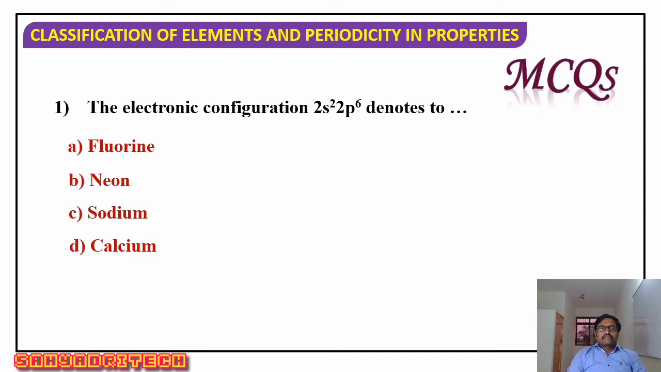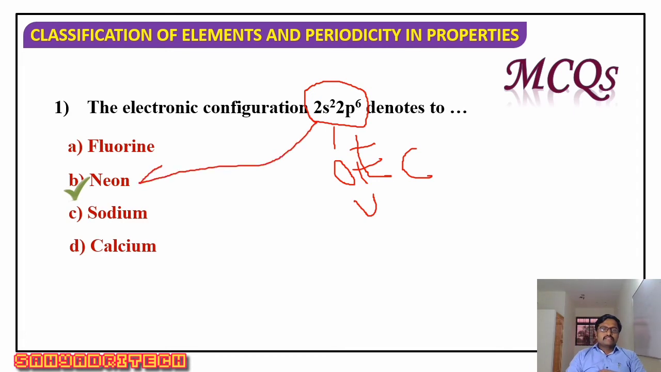The electronic configuration 2s2 2p6 denotes. Here 2s2 2p6 is the outermost electronic configuration. Okay, OEC, what does 2s2 2p6 say? It is a valence configuration, or it is considered as the outermost configuration. So here 2s2 2p6, second period, fluorine, say what is the answer here?